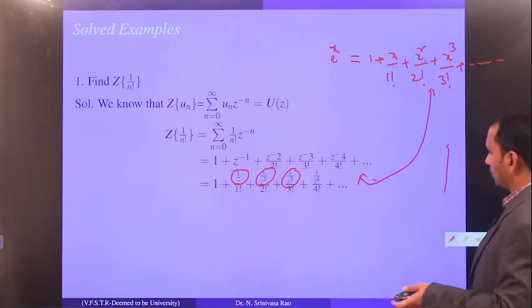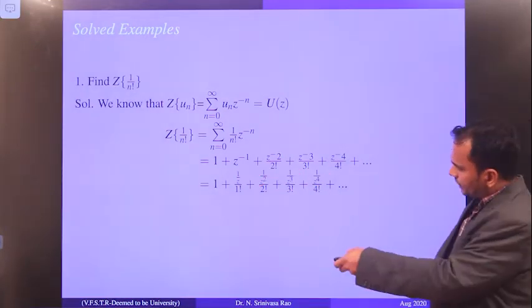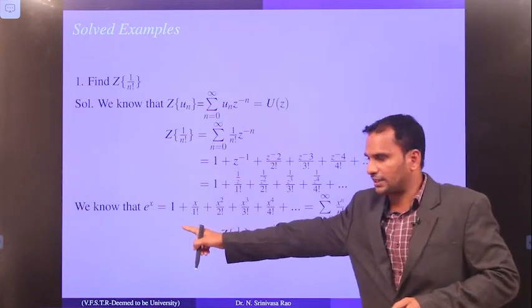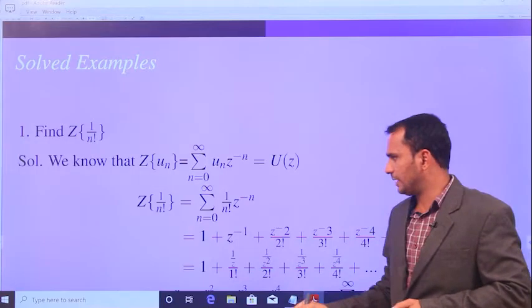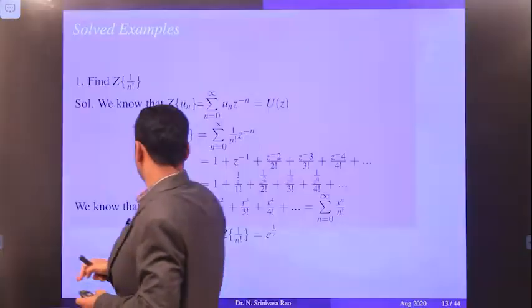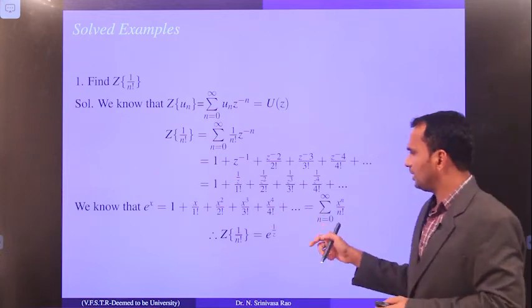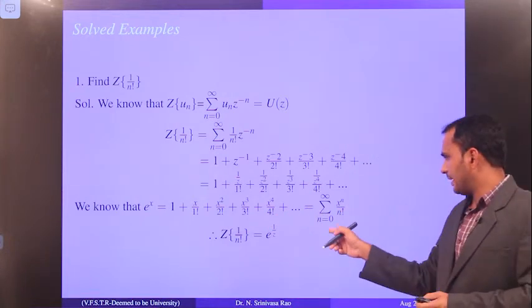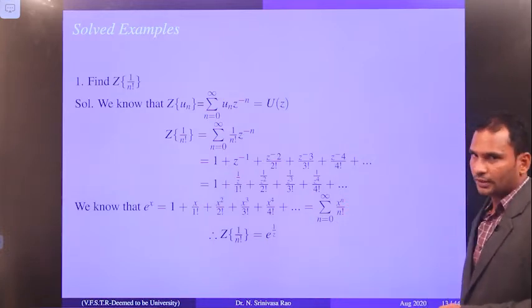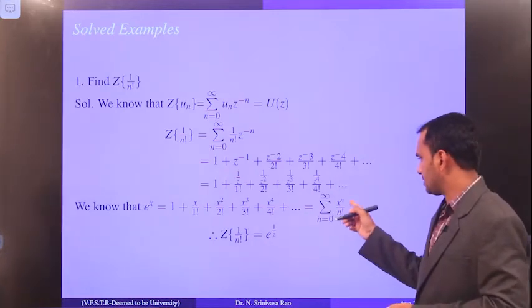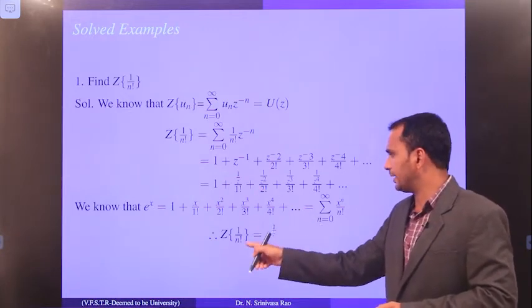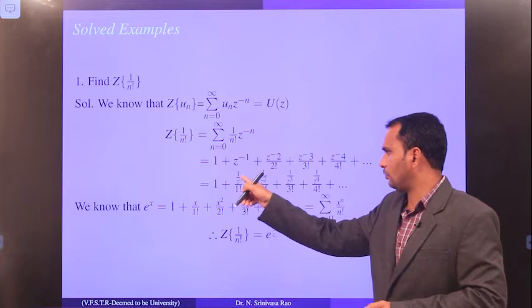Now can you tell me how to write this? I have told you the expansion already. This is the e power x expansion: 1 plus x by 1 factorial plus x square by 2 factorial plus x cube by 3 factorial and so on. This can be written as summation n equals 0 to infinity of x power n by n factorial. Now this expansion we have to replace here. To compare these two, in the place of x we have 1 by z.